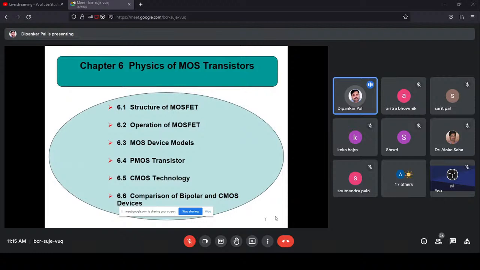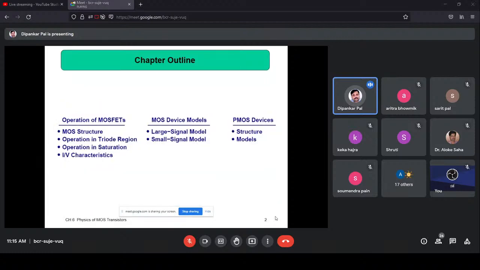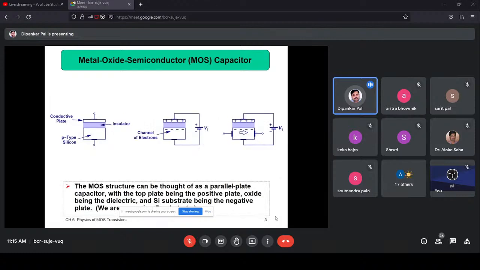So in this particular UG course, we shall show you. And these slides are not made by me. They are taken from Fundamentals of Microelectronics by Behzad Razavi. So the lecture outline is MOS structure, MOS device models, and PMOS device models and their functionality. So I'll start with this particular slide.